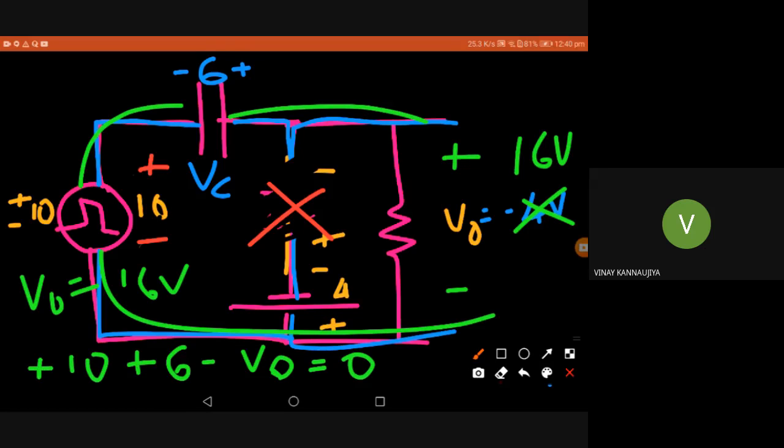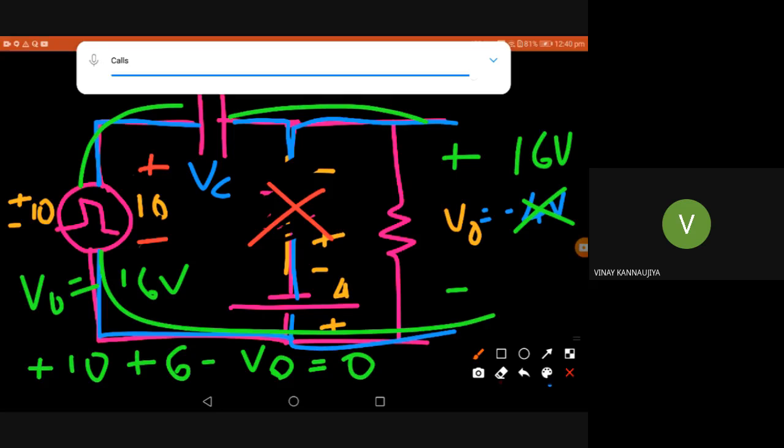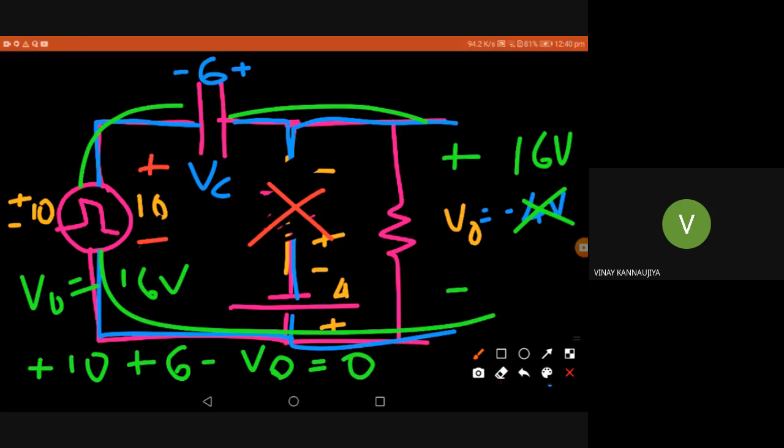Is it okay? Graph of VC. Yeah, Rajneesh is asking, please draw the graph of VC. Yes, that is a good question. Let's try to draw the graph of VC.